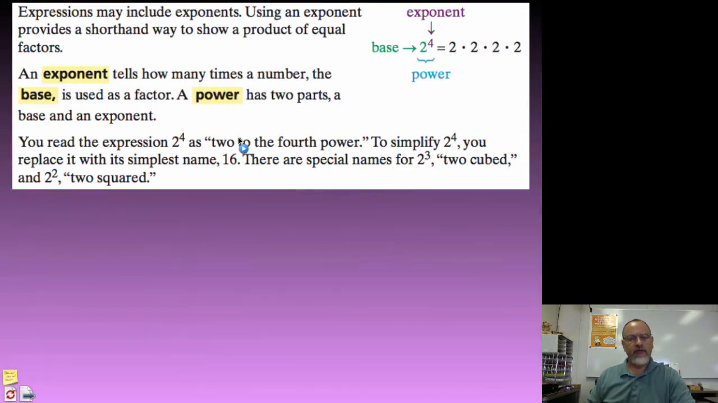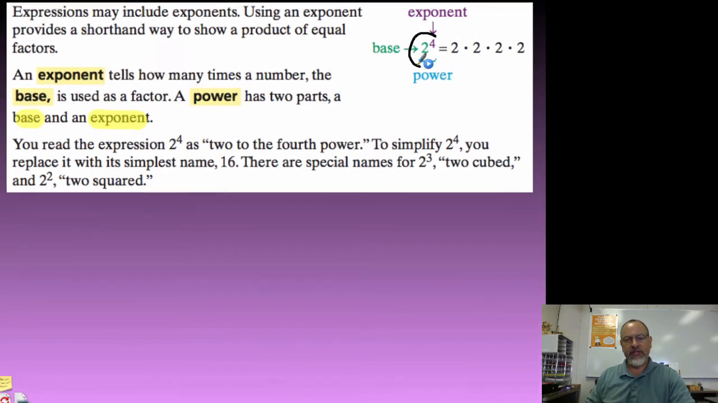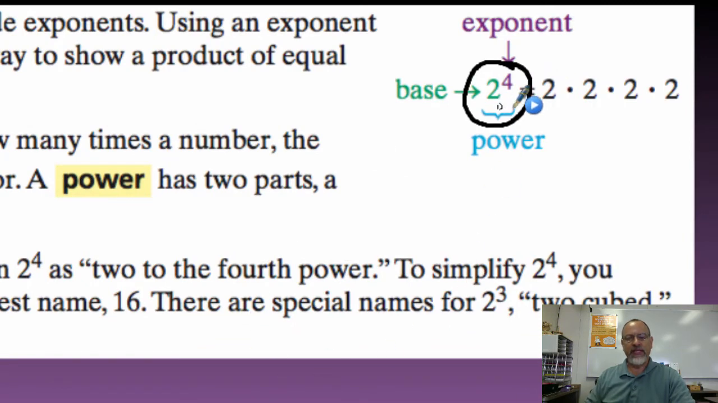A couple other terms that we want to be aware of, this word power. And a power has 2 parts. It's a base and an exponent. Essentially what we're talking about here is whenever you see an expression that's in this notation that has a base with an exponent, we call that a power. Okay? And the exponent is the power.